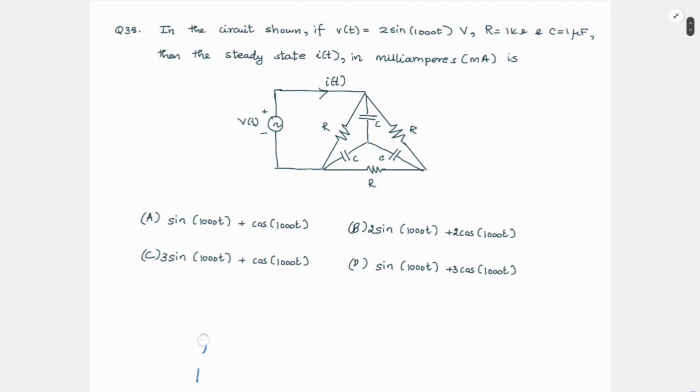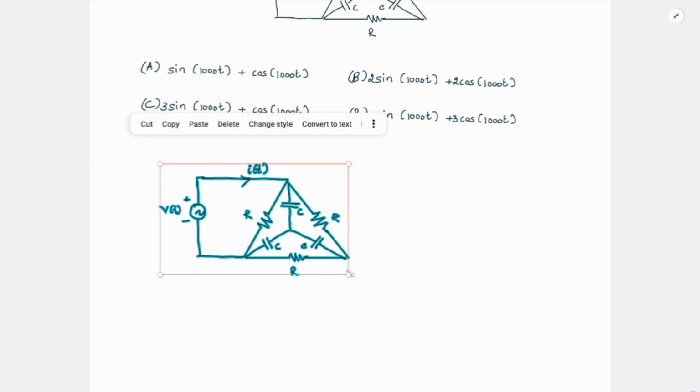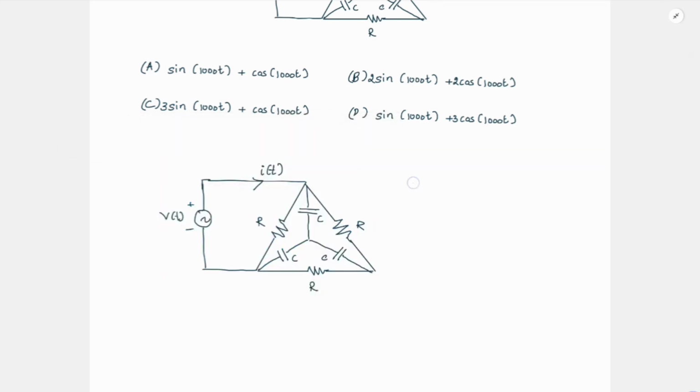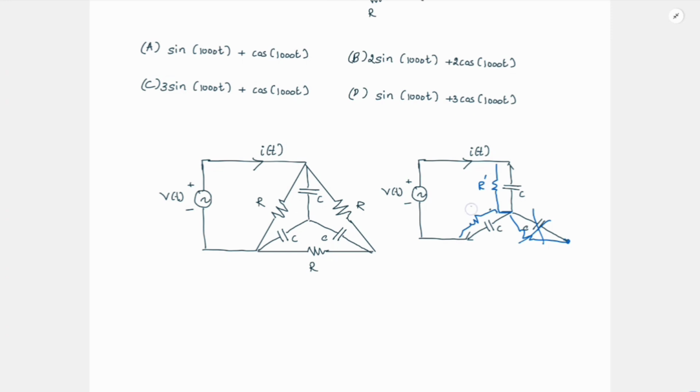Okay, I already have the circuit. Let me copy it. So here I have this. It will be easier for me if I convert my R's into the Y form. Then I'll get something like this. And if you see, this node is anyway hanging, so you can reject this entire part. So it is just my R dash and C in parallel, and they are in series.